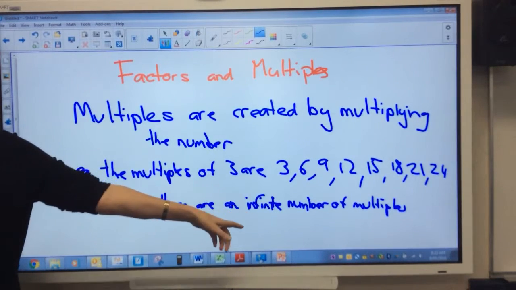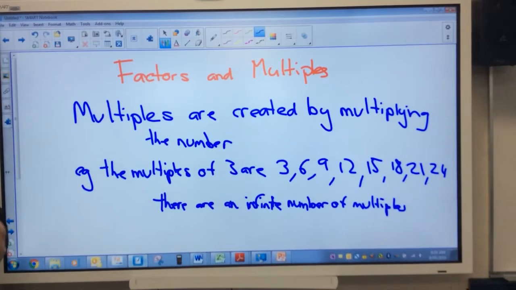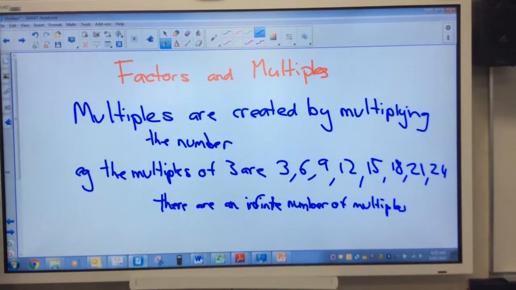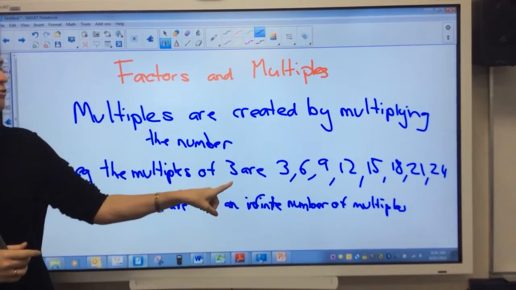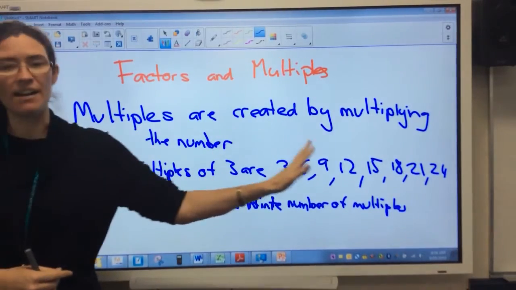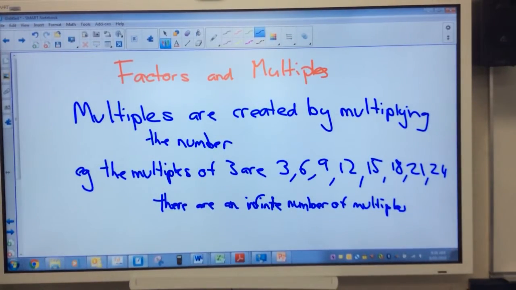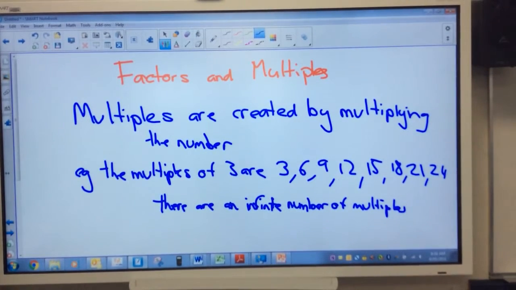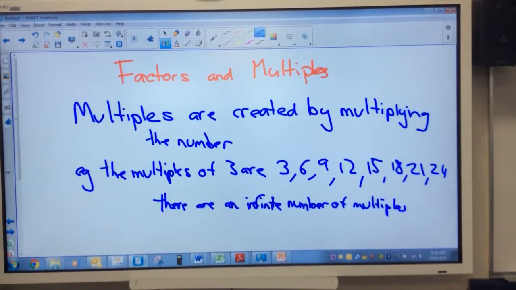So we know the word infinite means never ending. You could never run out of the answers that are multiples of 3. Okay, or 5 or 7. So whatever number you pick, you will never run out of multiples. They are always the same size as or bigger than the number. So for the multiples of 3, the smallest multiple is 3. Then after that, they're all bigger than 3. Okay, so the first one is the same, and then after that, they're all bigger. Has everyone written that sentence and the example? Are you good with that?